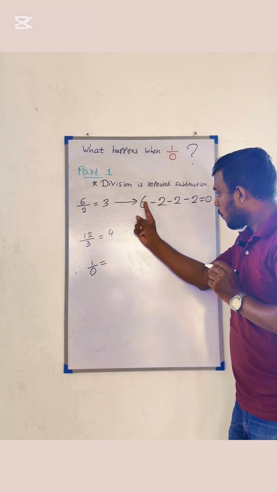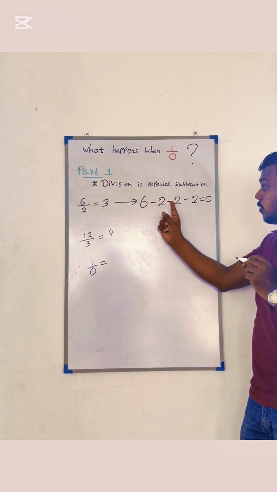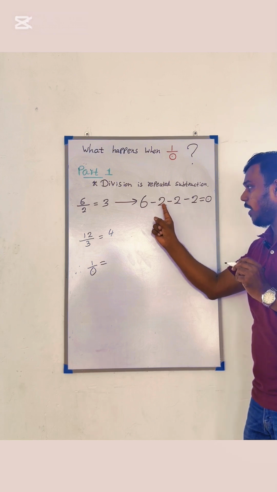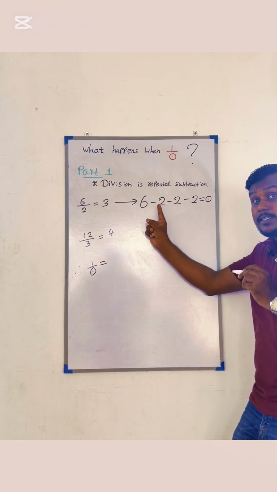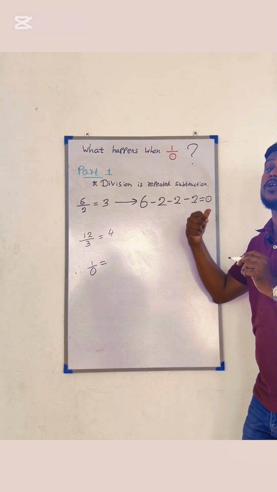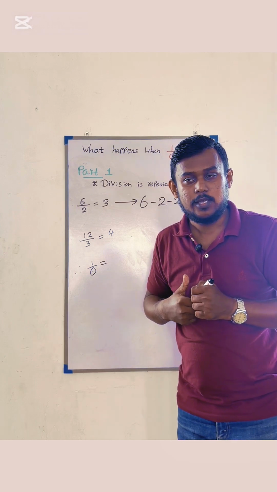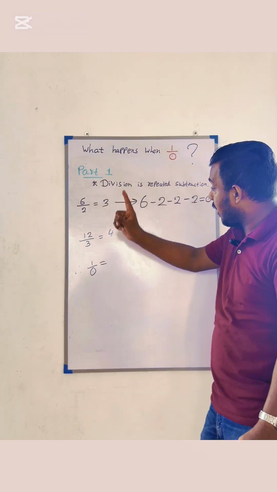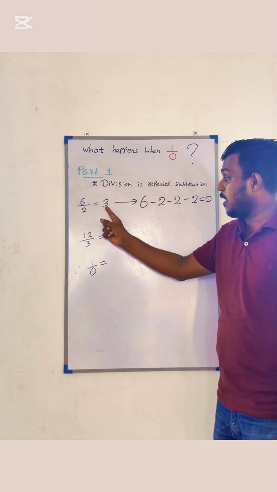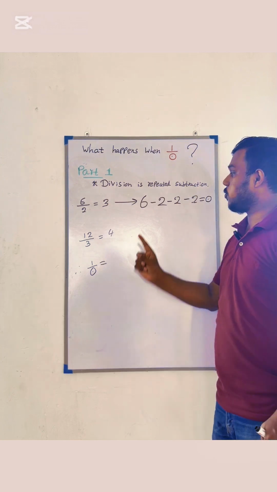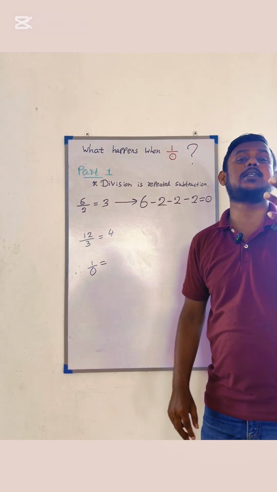That means from 6 we have to subtract 2 how many times? 1, 2, 3. 3 times in order to get to our value 0. That is what you identify as division. That is why your answer became 3, because you had to subtract 2 3 times.